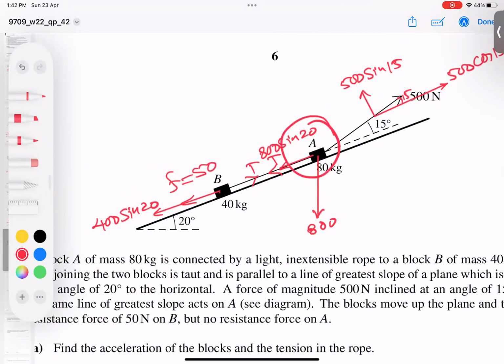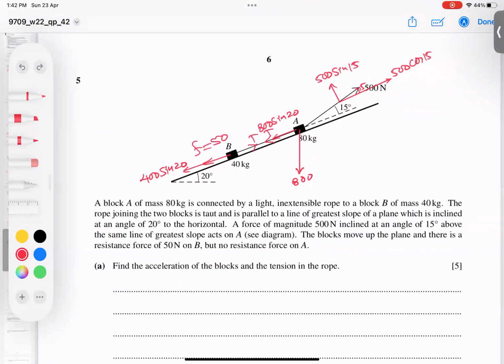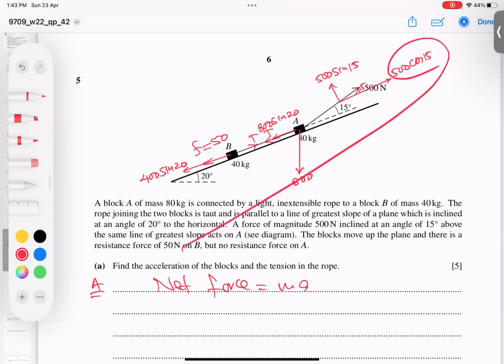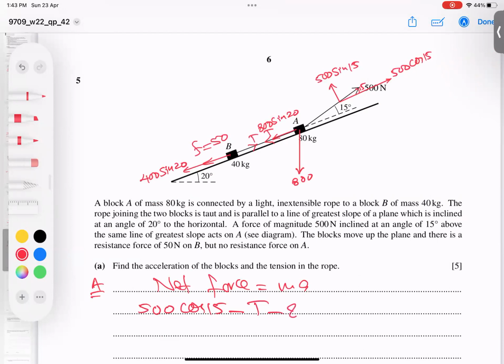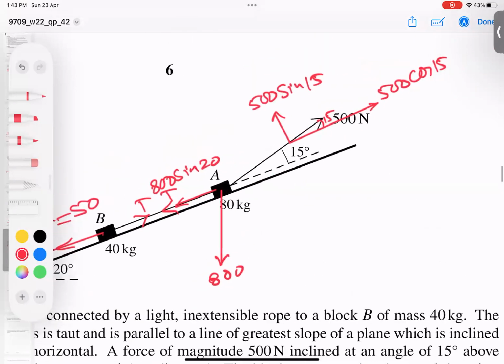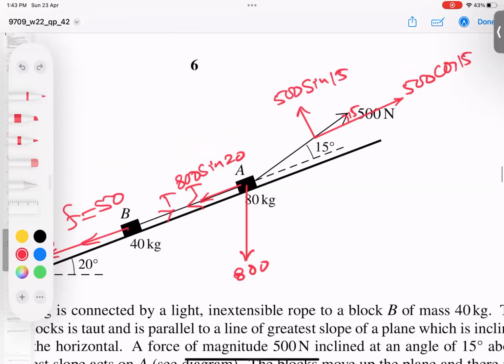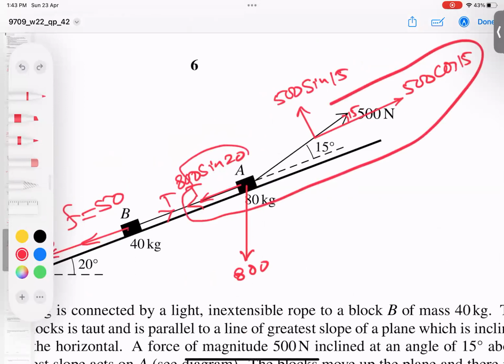So on particle A, how many forces are acting? This one, this one, and one tension. And on particle B: tension, friction force, and weight component. So I will make two equations. Get ready for A. Basic formula: net force equals ma, because the system is moving upward. So 500 cos 15 minus tension minus 800 sine 20 equals mass 80 times acceleration a. Make sure I take all forces acting on A, not B: a weight component, tension, and this one, three forces.